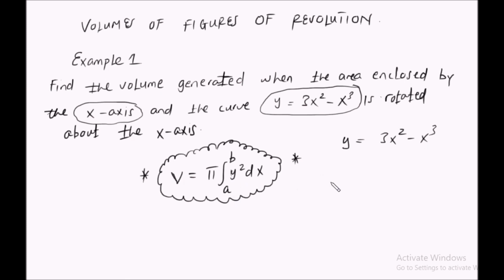Tatizo ni a and b. A na b hizi ndo limits of integration ndo sina. So ili kuzipata hizi limits of integration, I'll have to draw the curve na kuona hiyo figa yangu itaanzia wapi na kuishia wapi in the x-axis. So to draw this curve, I will first need to find the x-intercept. Then I will find the y-intercept. And then I will find the turning point.